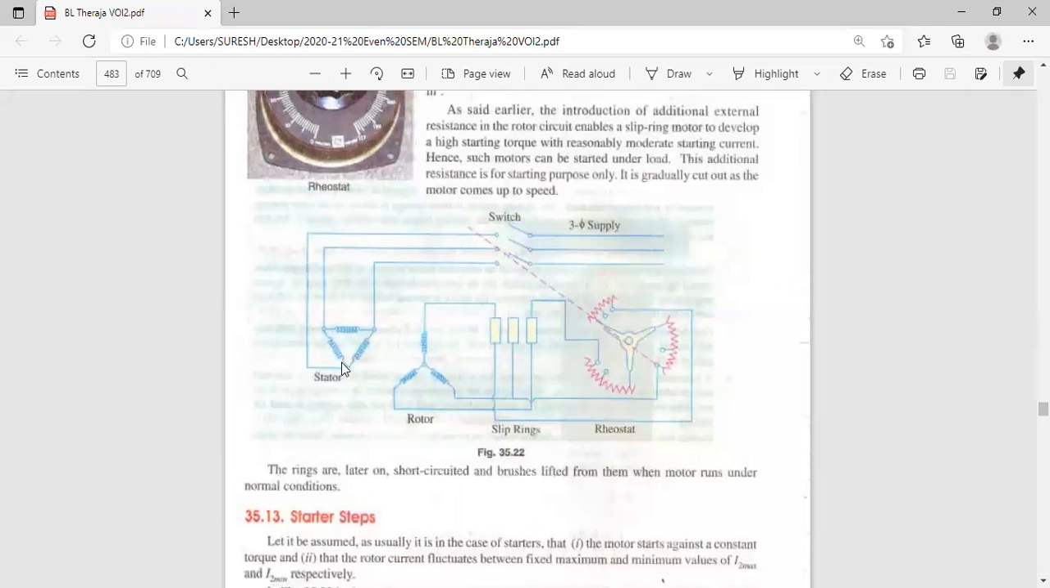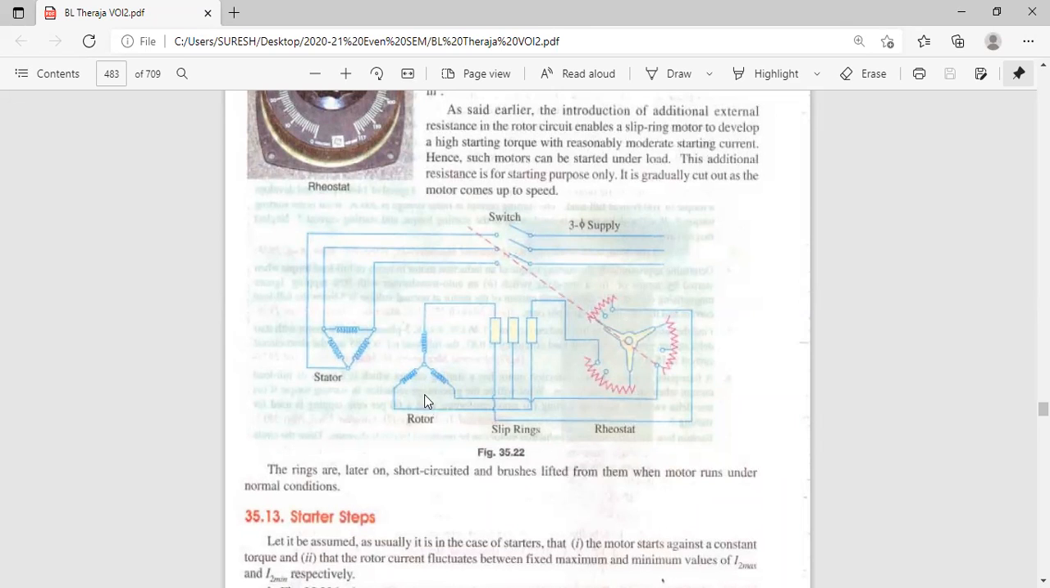See, this is the stator of the slip ring motor. This is the rotor of the slip ring motor. The rotor can be connected with an external rheostat, this is the rheostat. We can add some external resistance in the rotor circuit through the slip rings. This is the advantage: in squirrel cage, the rotor bars are permanently short circuited, but in slip ring, we can add the external rheostat.